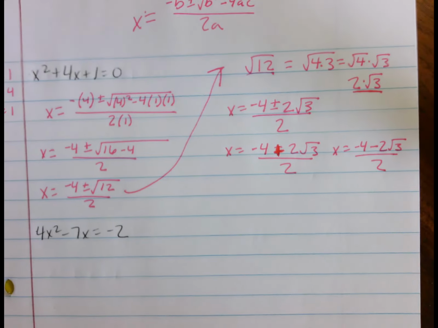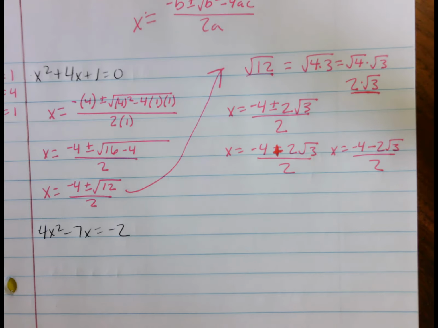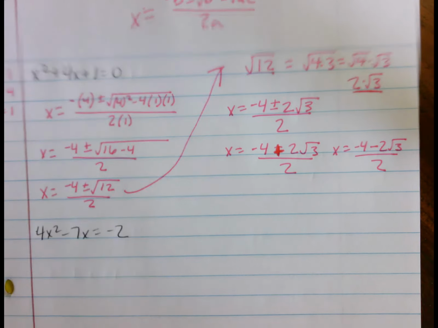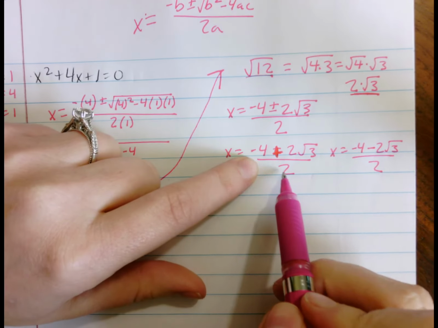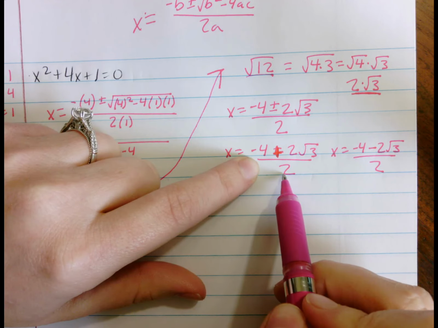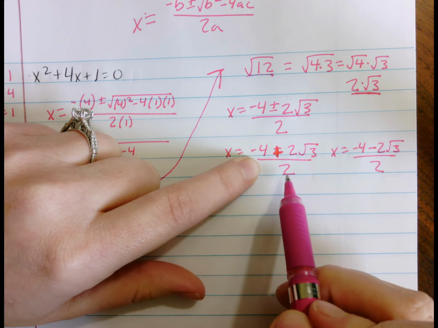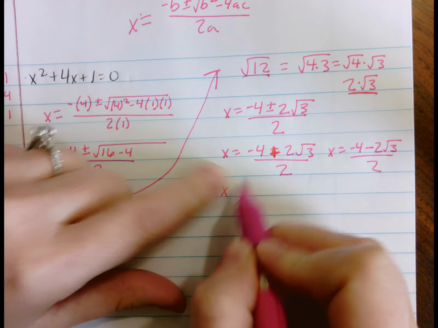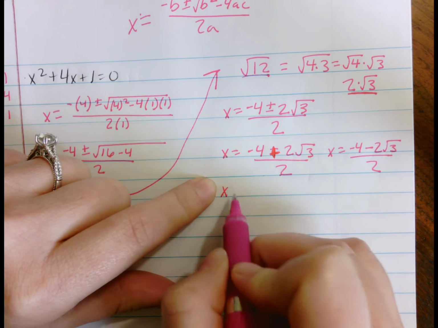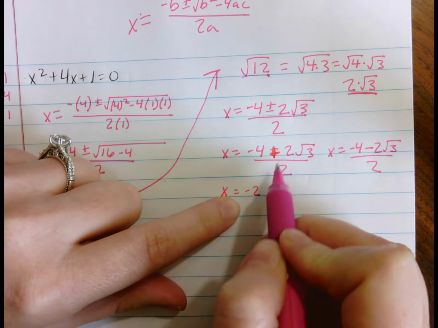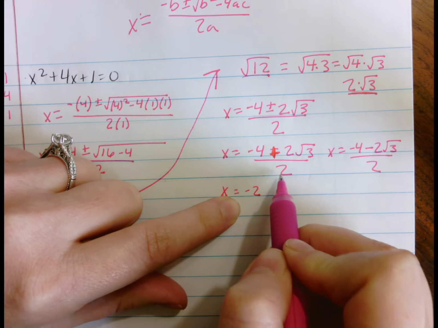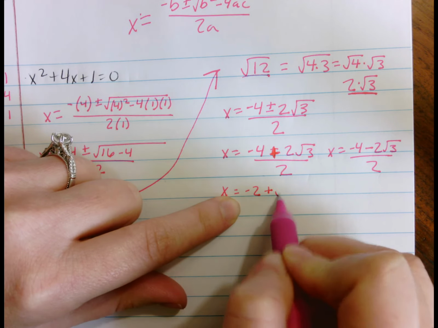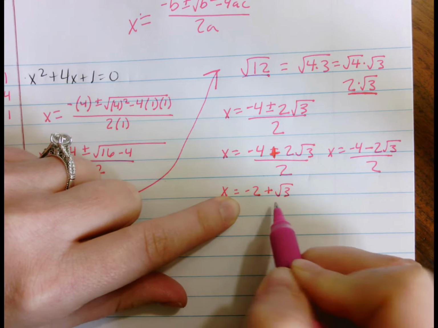So this can actually be simplified a little bit further. Because the negative 4 and 2 can be simplified, and the 2 and the 2 can be simplified, I can actually simplify this further. So I can do negative 4 divided by 2, which is negative 2, and then I can do 2 divided by 2, which is 1. So I can have 1 times the square root of 3. So that's part of my answer.